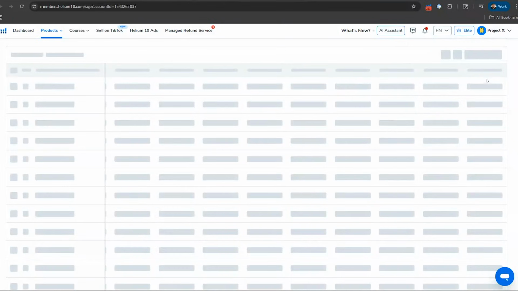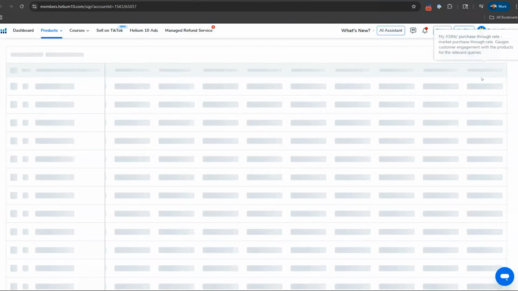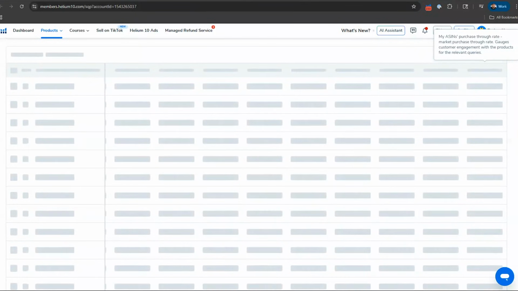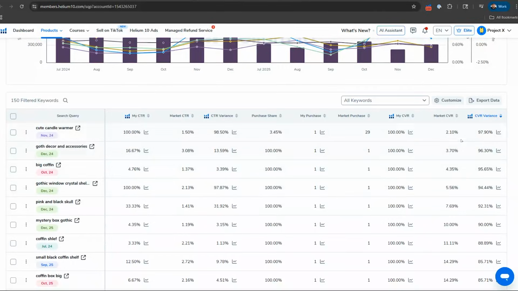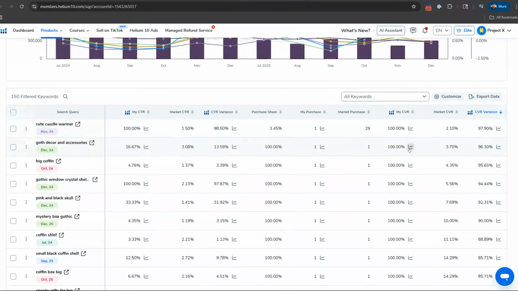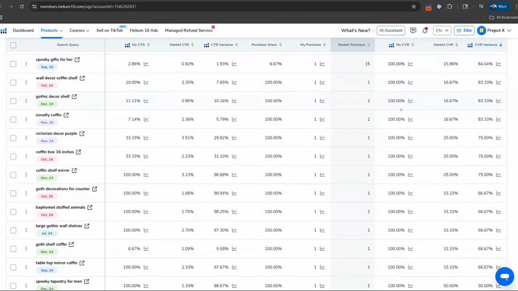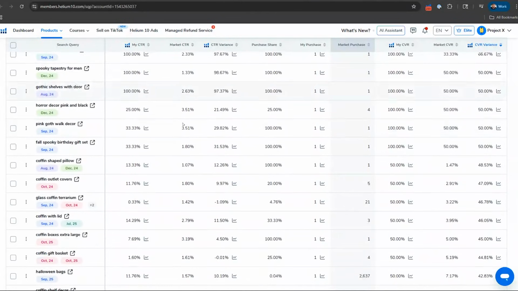I am going to sort this in descending order because what I want to see is where are the keywords where my conversion rate is better than everybody else's. And so let's take a look here. Here's one where I only got 1 purchase for cute candle warmer, but my conversion rate was 100%. That's kind of crazy. I'm not going to look at a lot of the ones that have 100% because probably the data is limited, but it's worth a look. What in the world did I get that was 100% conversion rate, so more than the competitors.